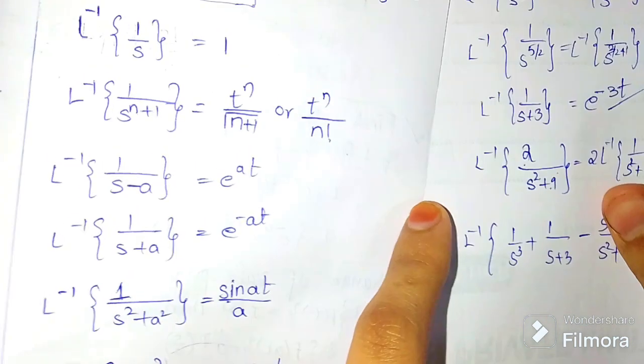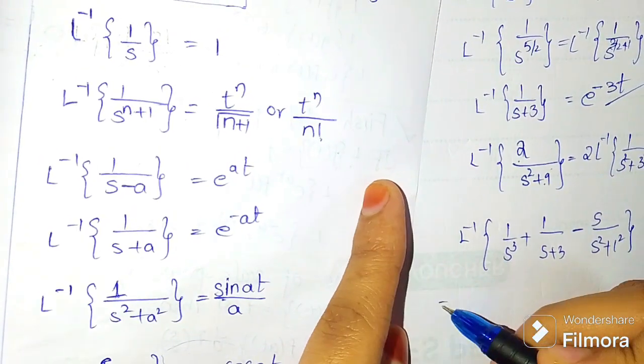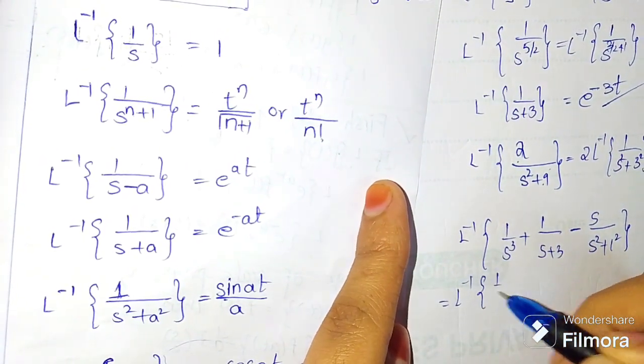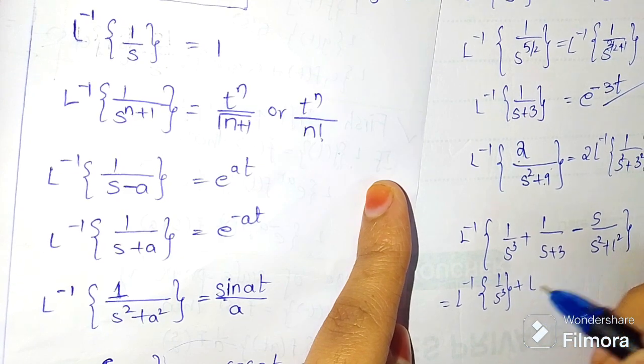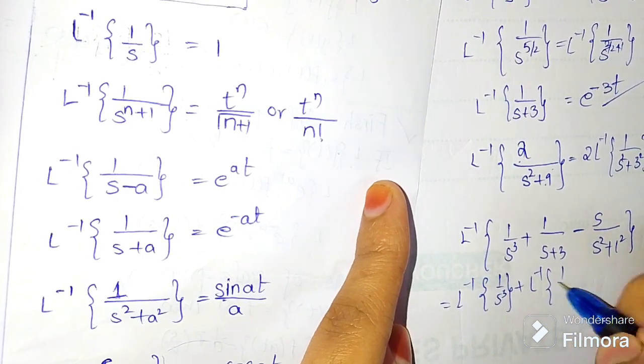Okay, this is the linear property. So this we can write as Laplace inverse of 1 by s cube plus, same like the Laplace linear property. This is also the same.